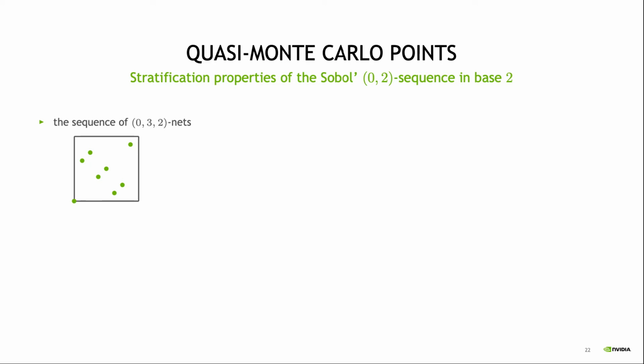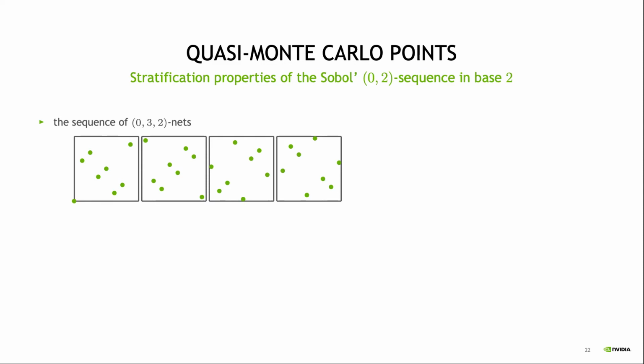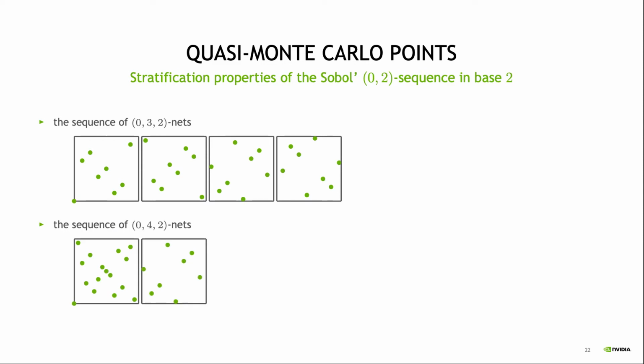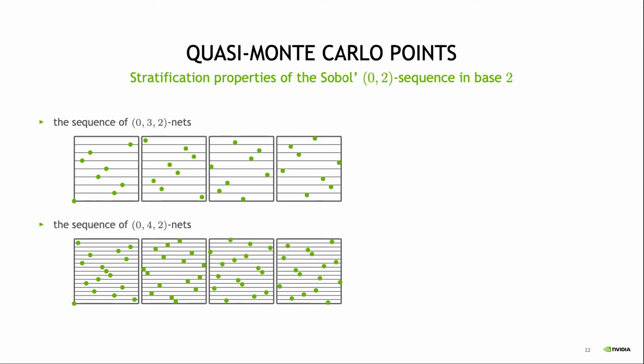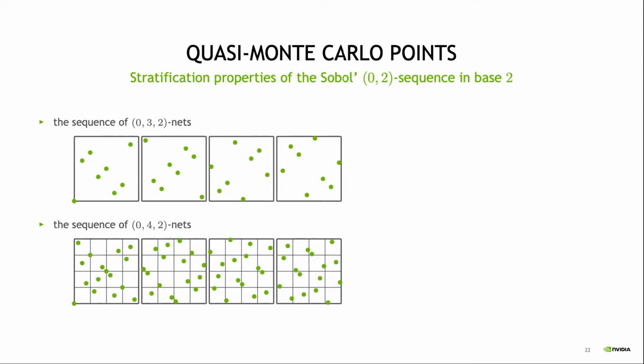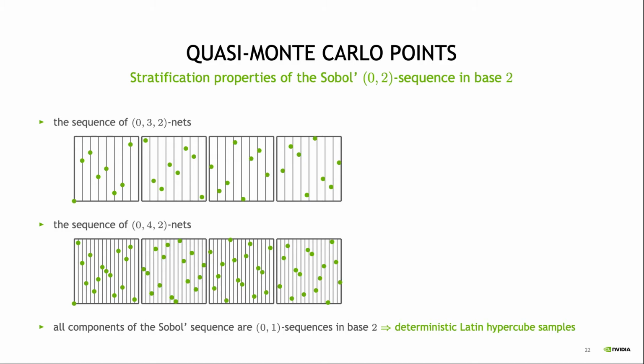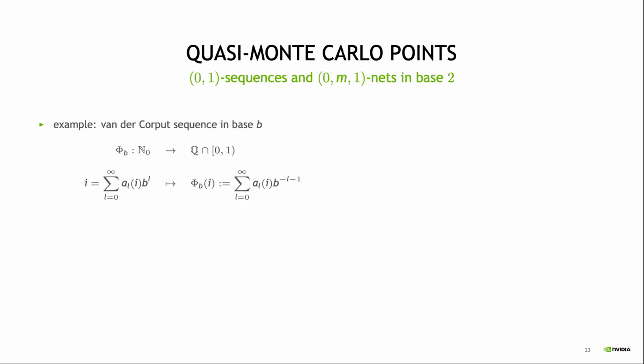As an example, we look at the sequence of 8 successive points each, or 16 successive points each. Superimposing the elementary intervals, you can see that in each stratum there is exactly 1 point. Especially interesting is the fact that the Sobol sequence produces Latin hypercube samples.